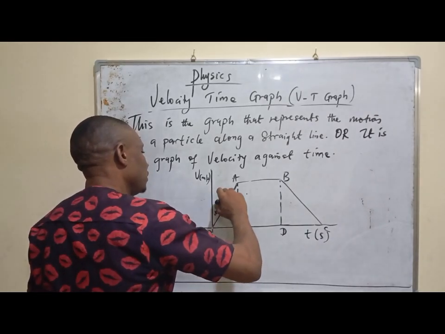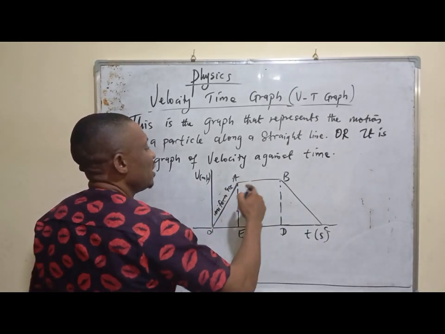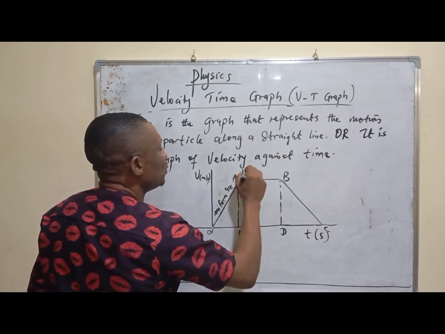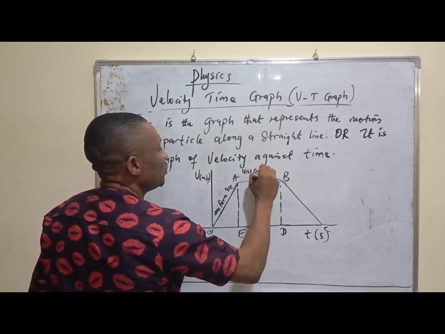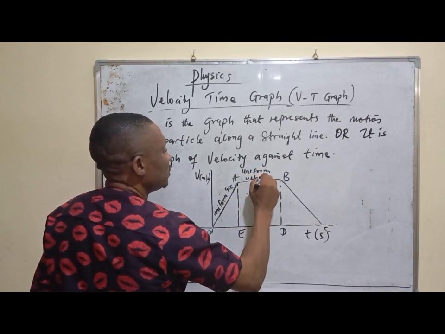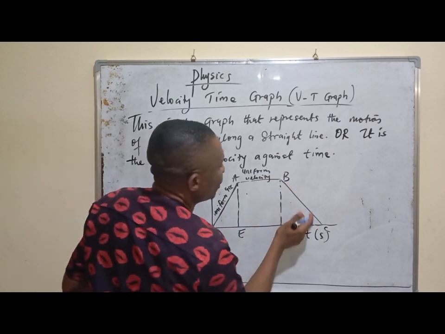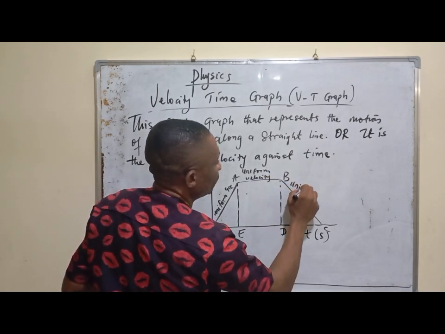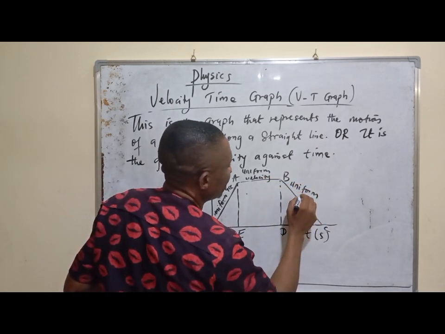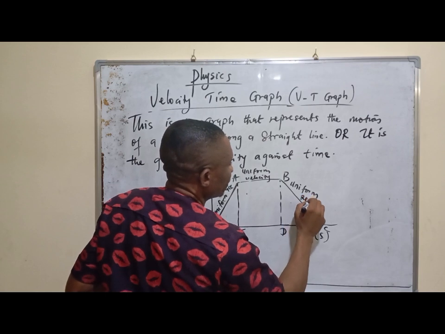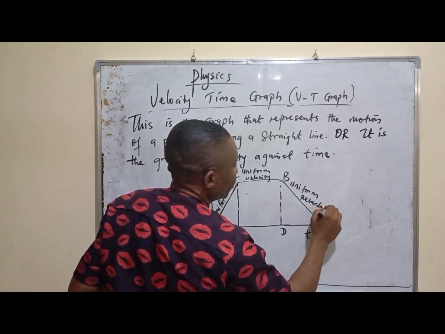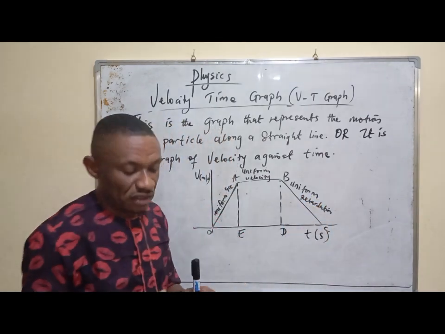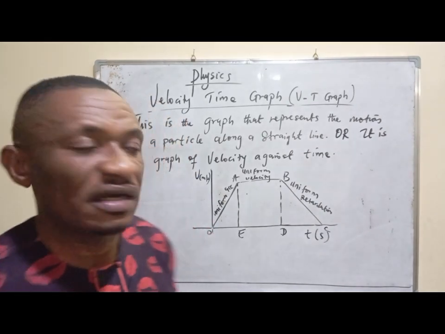From here to here is called uniform velocity. From here to here is called uniform retardation, or you call it uniform deceleration.